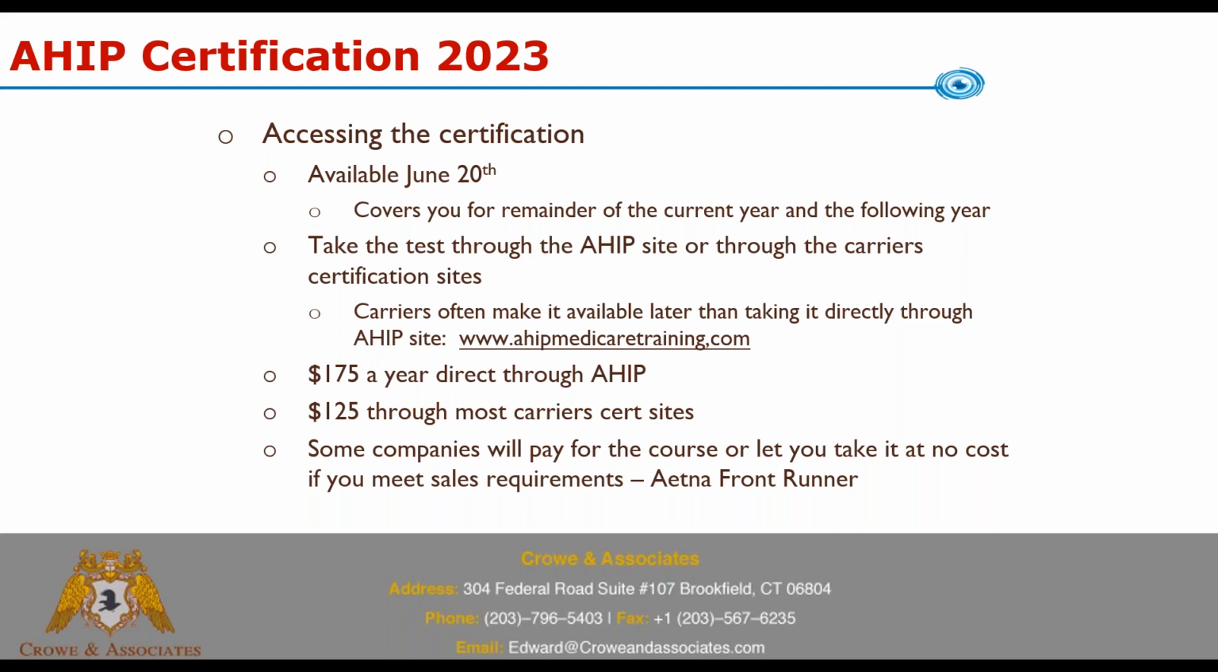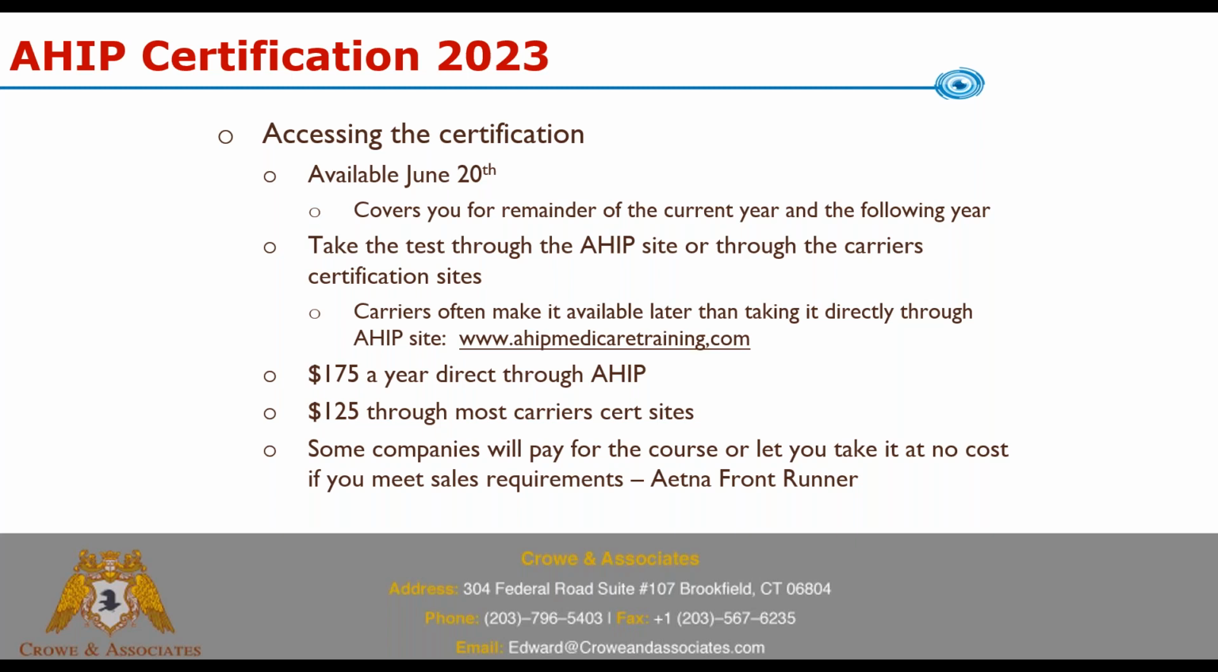You can take the test through the AHIP site, ahipmedicaretraining.com, or you can take it through the carrier certification sites. Now, if you take it through the AHIP site, it's $175. That's the one that will be available on June 20th. However, if you want to wait just a few days, you can take it through the carrier certification sites, and then you get the discount. Through the carriers, it's $125, versus $175 if you take it through AHIP.